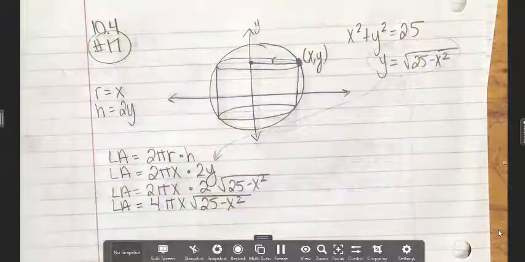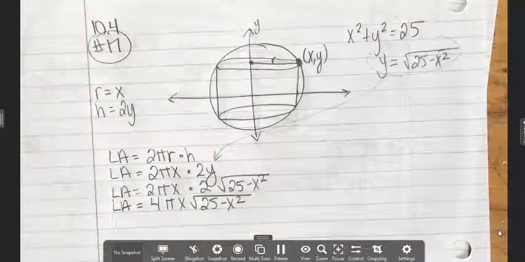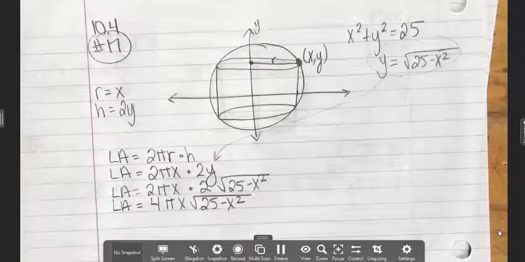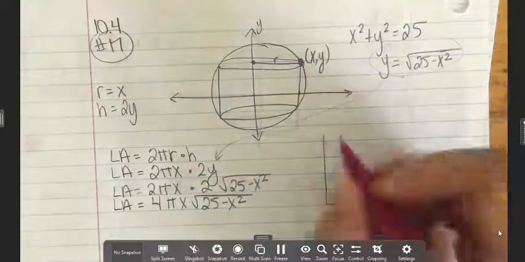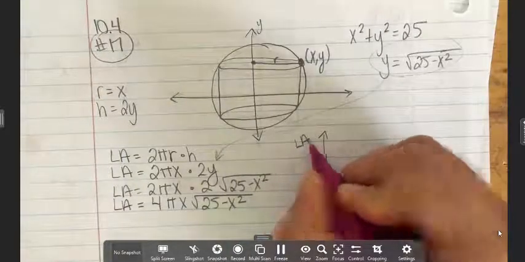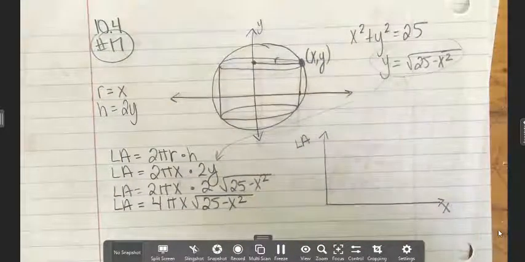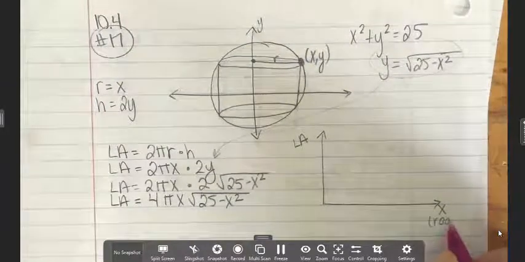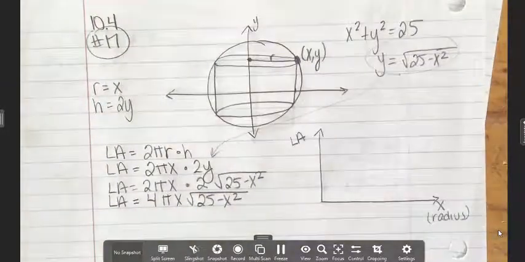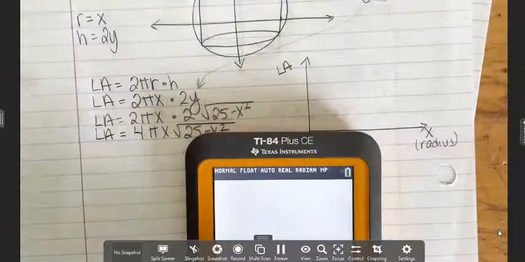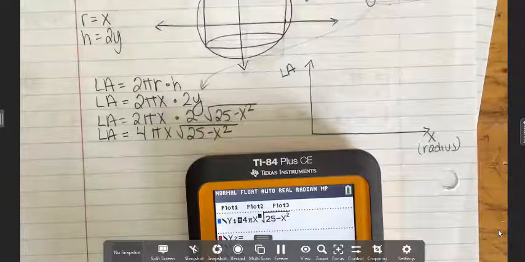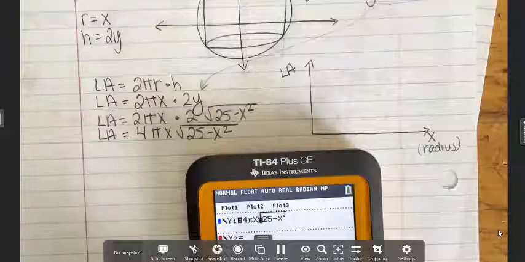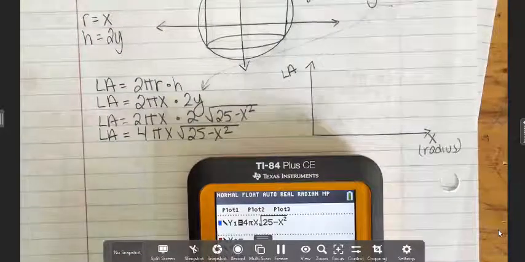Okay, so now we're looking for the radius and the altitude of the cylinder with the maximum lateral area. So when I graph this function, my output is the lateral area, my input is my x, or in other words, that's my radius. Okay, so putting this into my graphing calculator, I'm going to put 4 pi x, square root of 25 minus x squared. That worked out really well. So now I'm going to graph that.